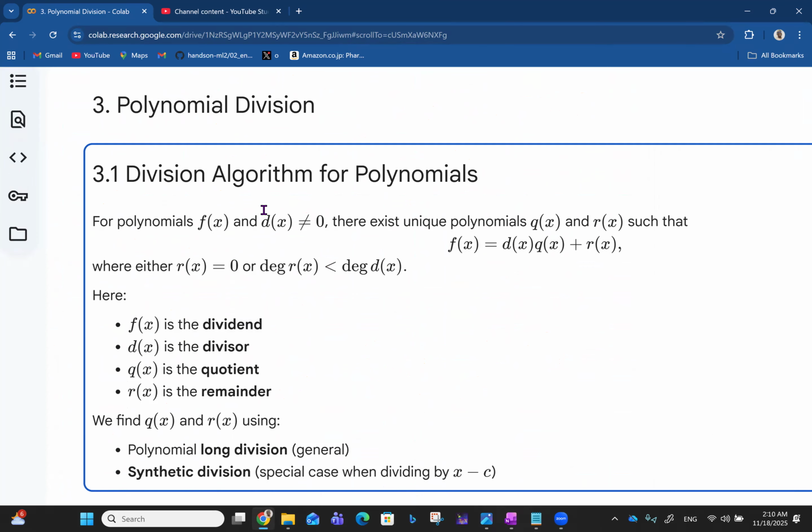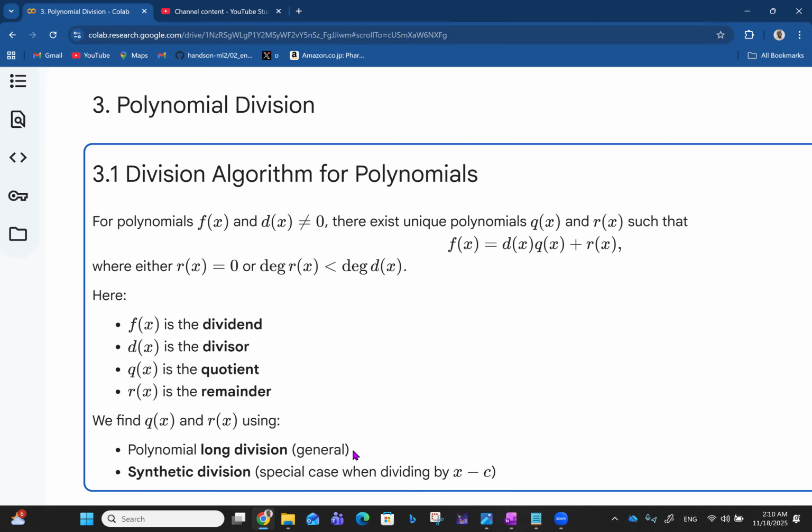Don't forget the divisor should not be equal to 0. It can be less than 0, greater than 0, but not 0. So what we're looking for is q of x, which is the quotient, and r of x, which is the remainder, using two methods. Basically, we have polynomial long division, which is the general one, and synthetic division, which is the special case when dividing by x minus c. The general one simply tells you that whether you're dividing by x minus c or not, you can always use the long division method.